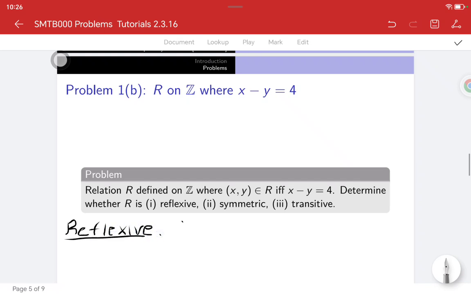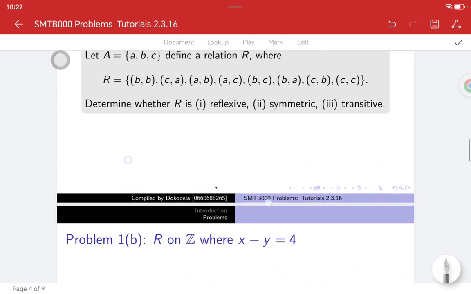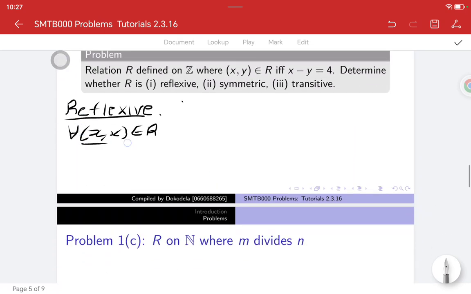And remember that for reflexive, we should take a definition. Remember, here the definition says where x, y is an element of R. For this to be reflexive, we should say for all x element of R. So we've proven from the previous one that x should be an element of R. In this type of proof, we're just going to take one element. We take x to be related to itself.